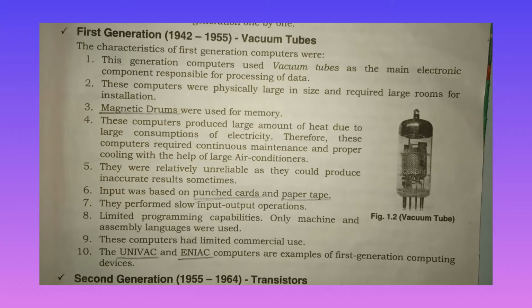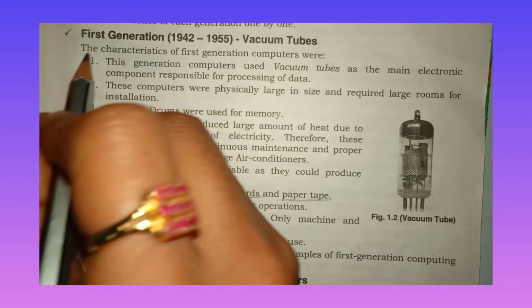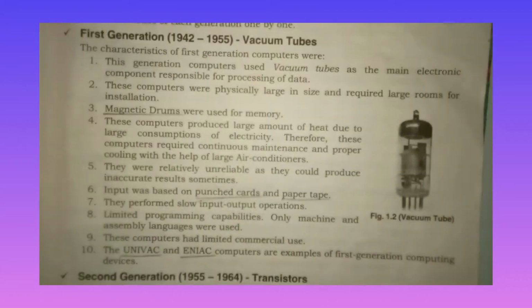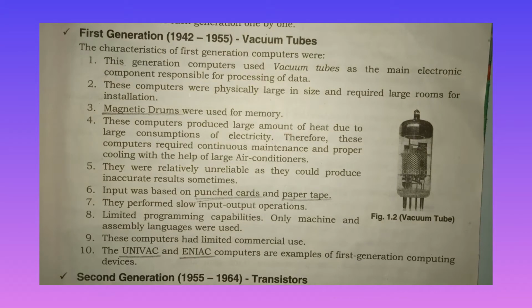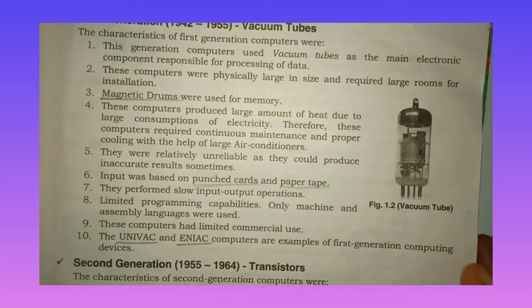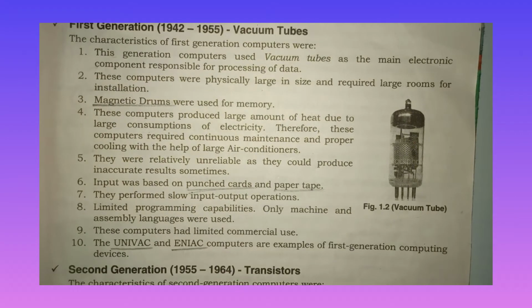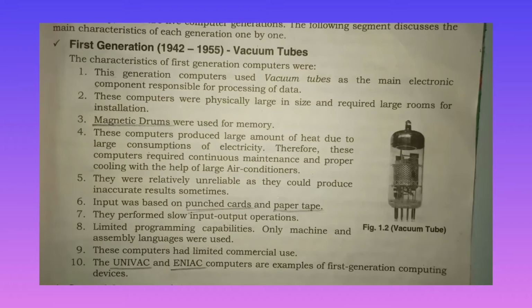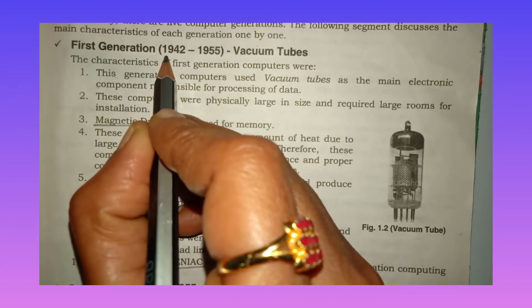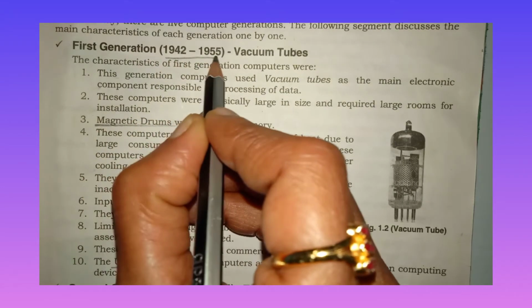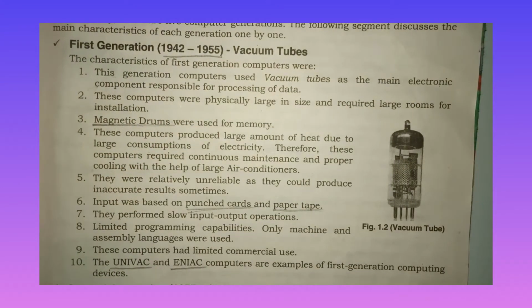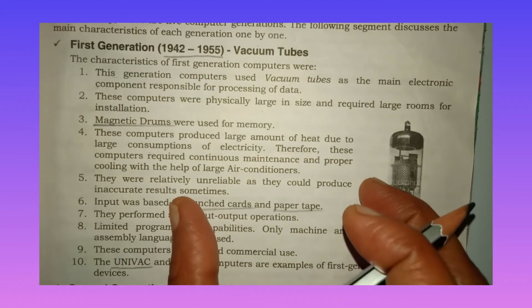Till today, there are 5 computer generations. They are known as first generation, second generation, third generation, fourth generation, and fifth generation. In that, the first generation period was 1942 to 1955.